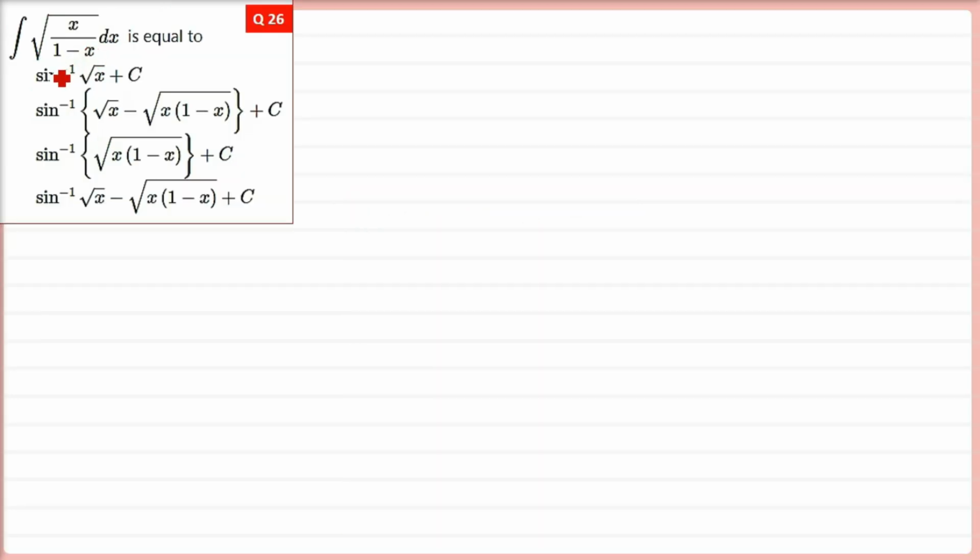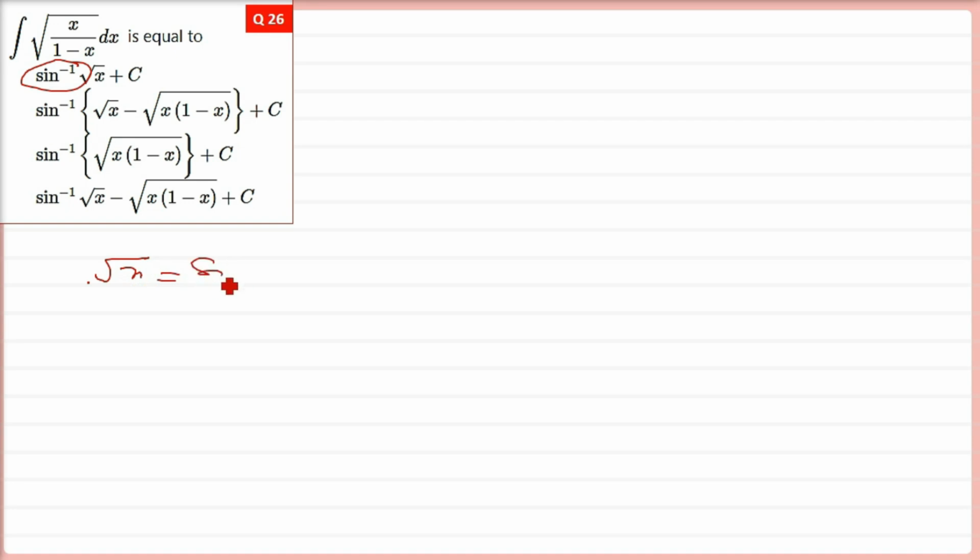Now integration of under root x by under root 1 minus x dx. Now all of these options have sine inverse in the front. That means you have to do something with this sine inverse content. So x, 1 minus x. We will use the trigonometric identities or results.